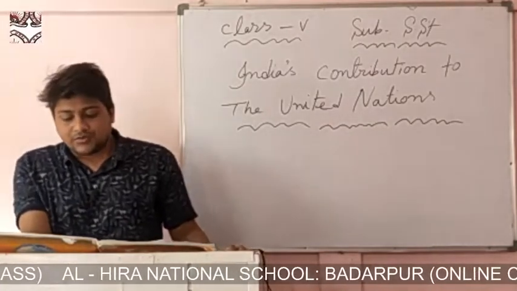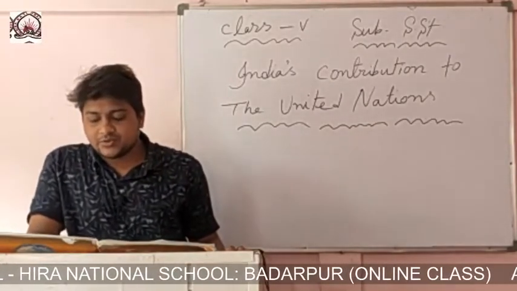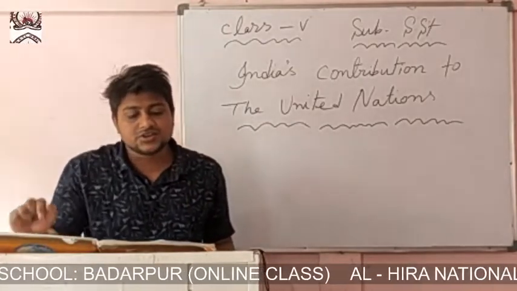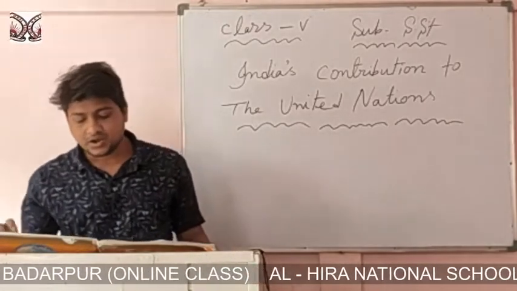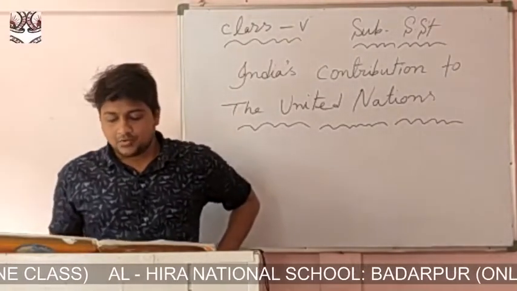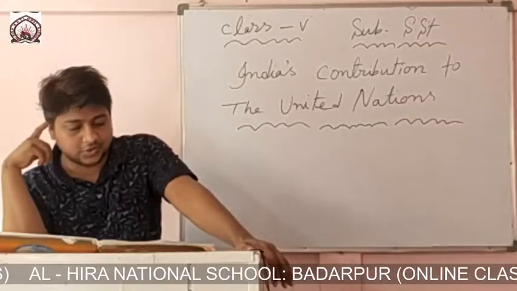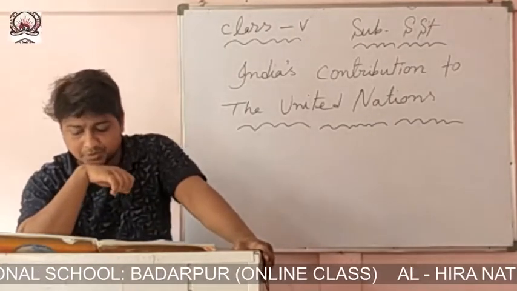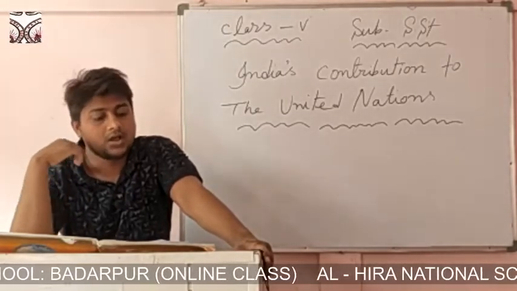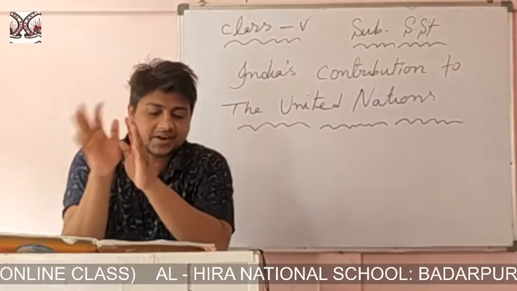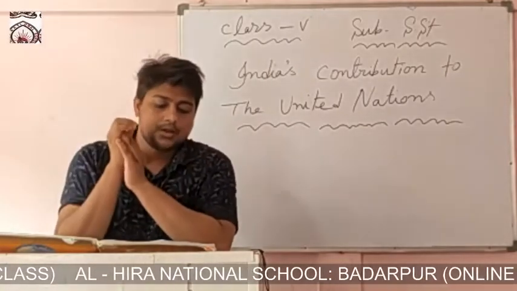So one faction is led by whom? The USA, United States of America. Another faction is what? The USSR, Union of Soviet Socialist Republics. Understood? So mainly all the countries were divided into these two main factions.